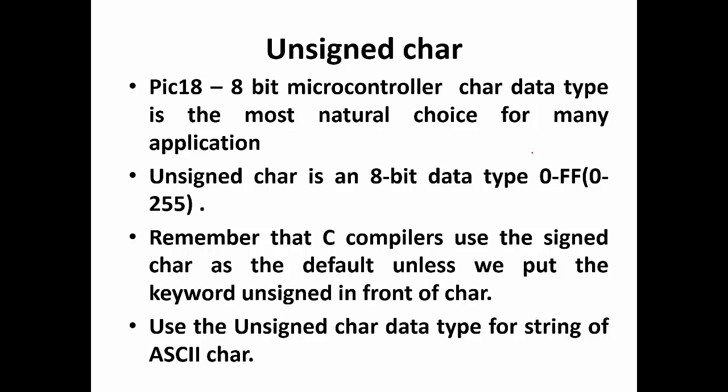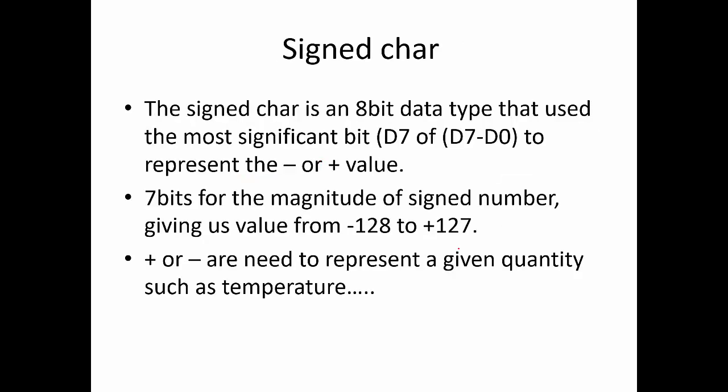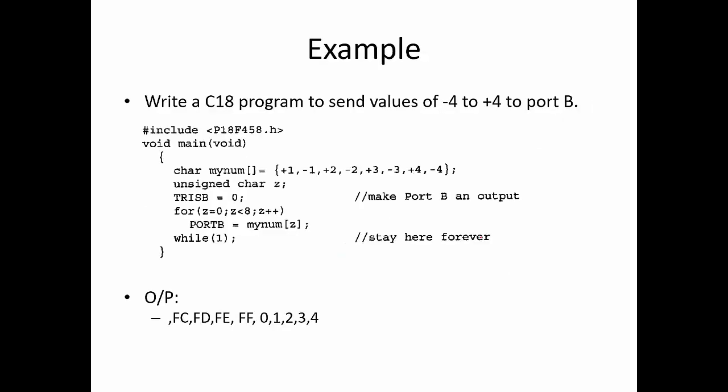In the PIC 8-bit microcontroller, the char data type is the most natural choice for many applications. Unsigned char is 8-bit data of 0 to FF, that is 0 to 255, and it can be used instead of int. For example, let us see an example to send values of 00 to FF to port B. If unsigned char is assigned, the values are between 0 to 255. If signed char is assigned, the values are between -128 to +127, so it represents both positive as well as negative values.